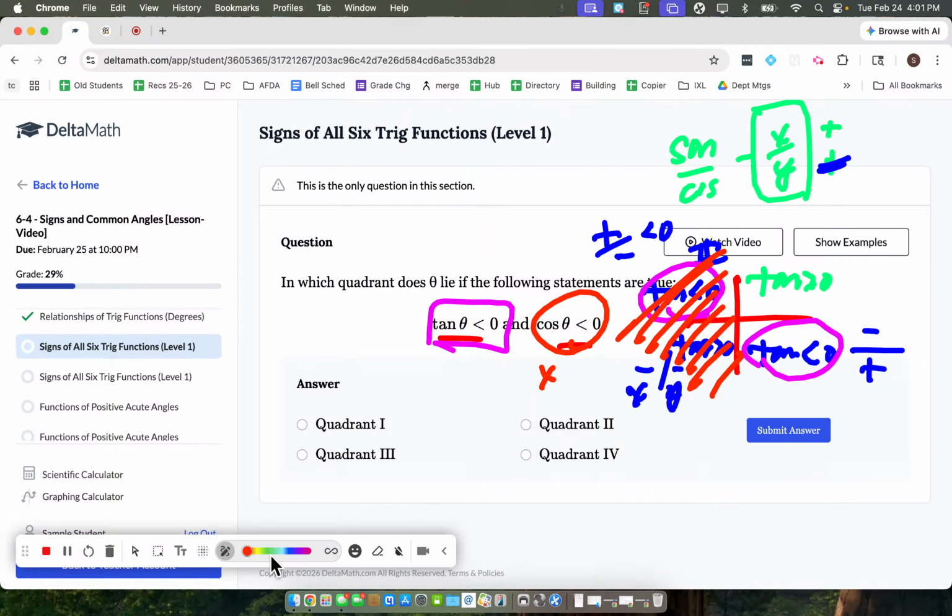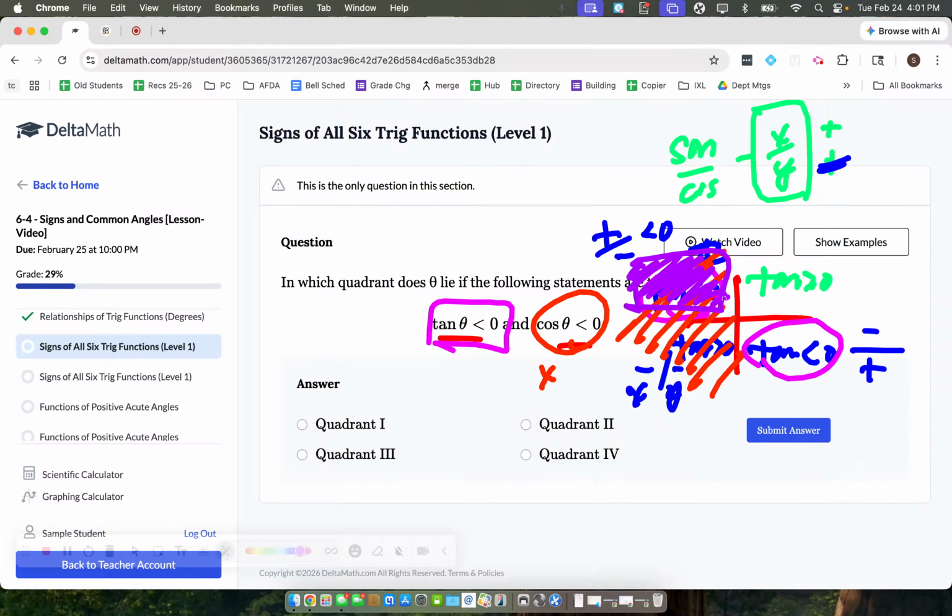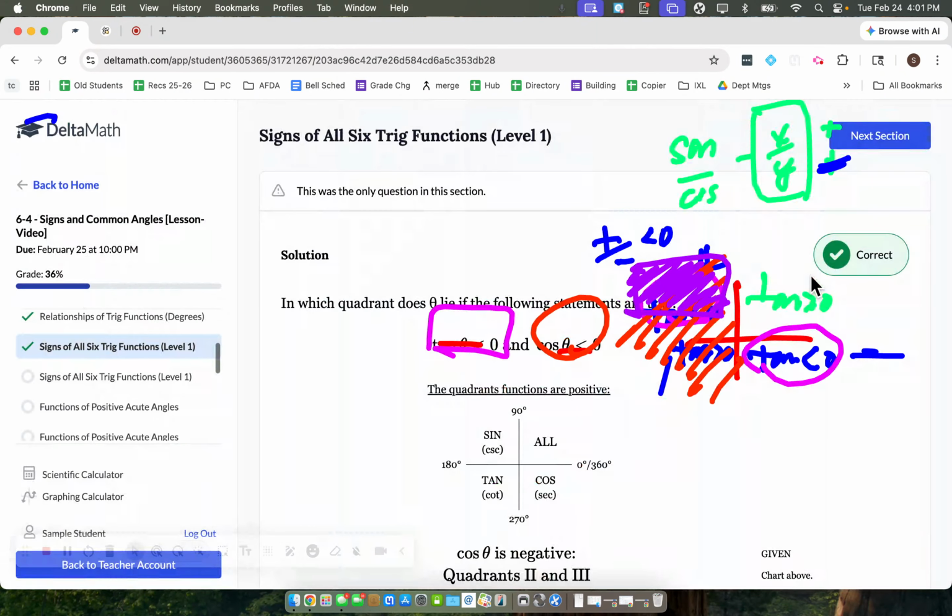So which quadrant have I shaded 2 times? This quadrant. And that's quadrant 2, because that's where both things are true.